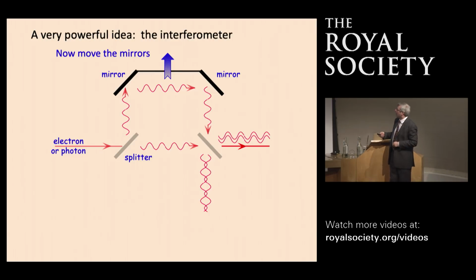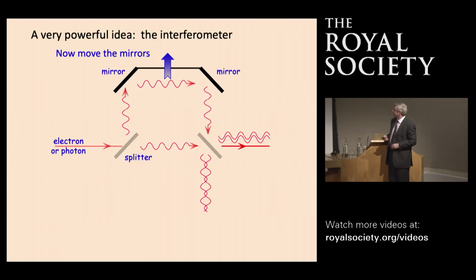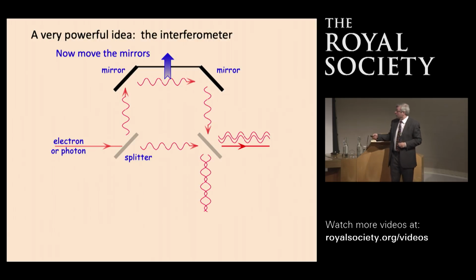Now, what happens if I move the mirrors a little bit? Let's move the mirrors up. So here they go. The path is now getting longer. This upper path is now getting longer, and so it takes more wiggles for the wave to arrive here, and the result is that the top wave slides over relative to the bottom wave, and now they cancel. If I move the mirrors just the right amount, I can make these exactly cancel, and there can be no light coming out here.